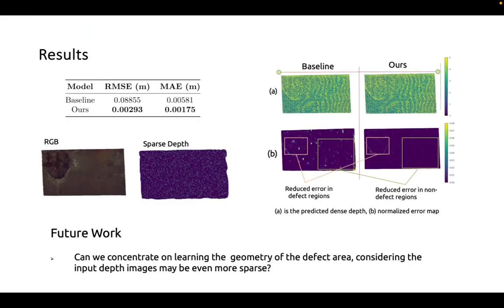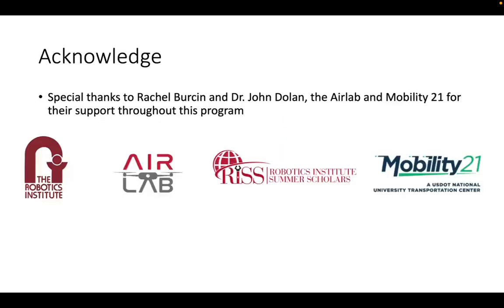Our fine-tuned model shows improvement over the baseline. We lower RMSE and MAE numbers, and it can be seen in the error maps that there is a significant improvement in both defect regions and non-defect regions. Future work would involve enhancing depth completion to work with an even smaller number of depth samples by exploring the possibility of learning the geometry of defect areas from the RGB images.